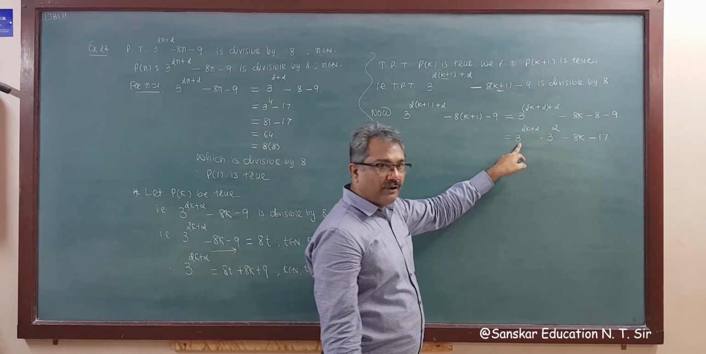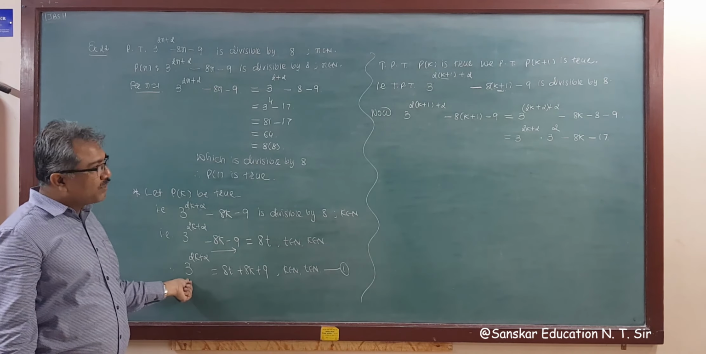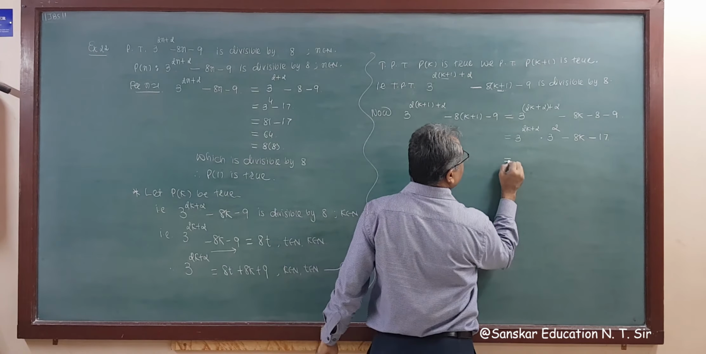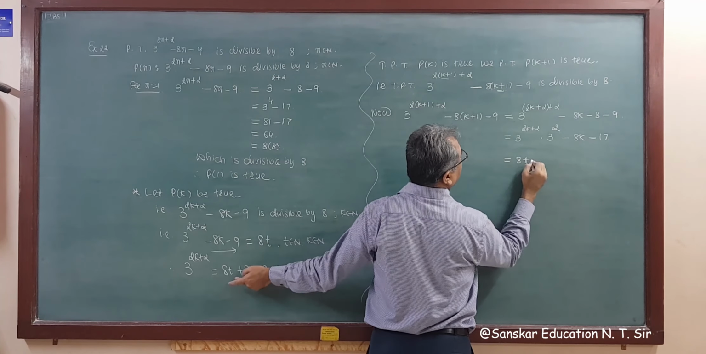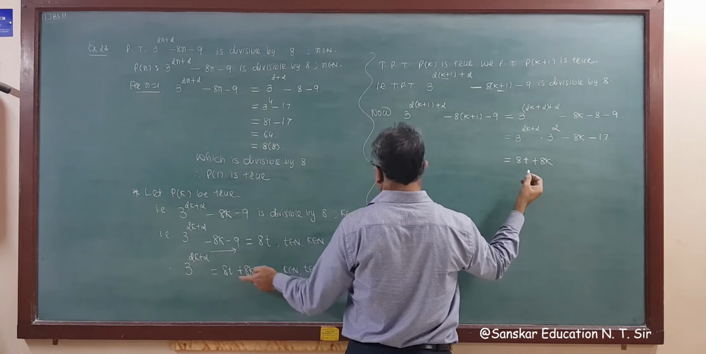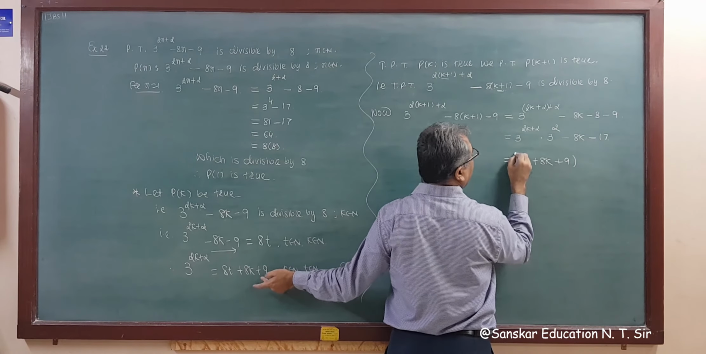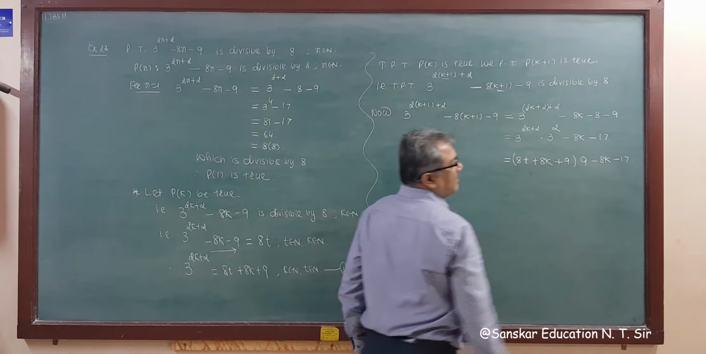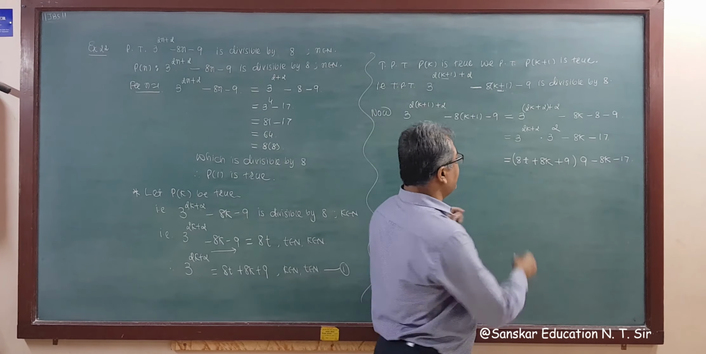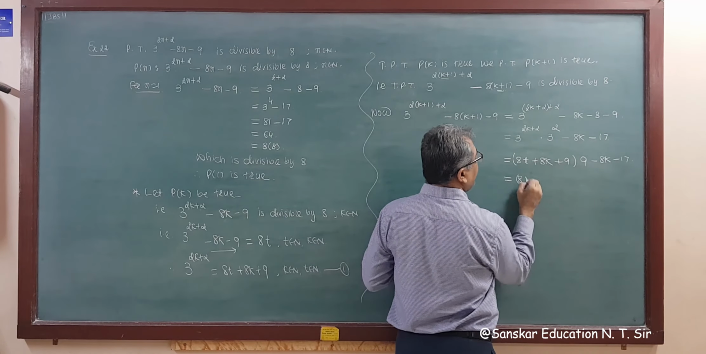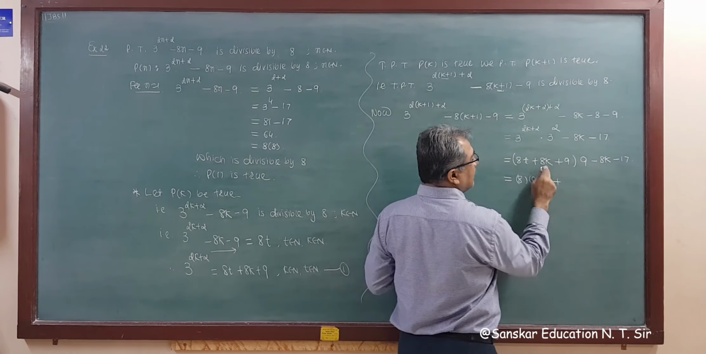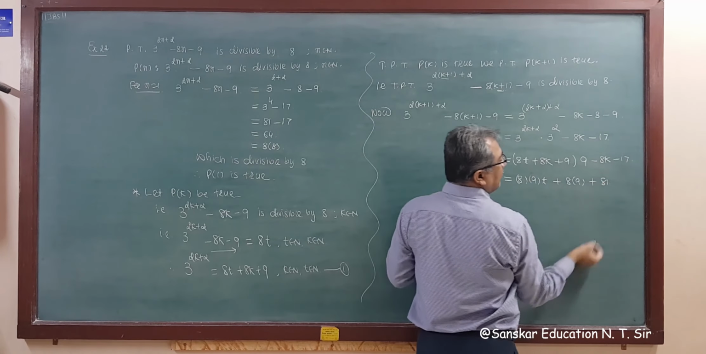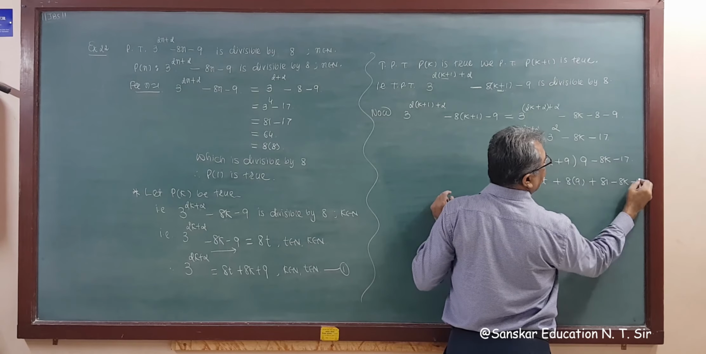Now substituting this value from result number 1, 3 raised to 2k plus 2 is this. So the answer of this is 8t plus 8k plus 9 into 3 square is 9 minus 8k minus 17. So multiply this, 9 into 8, no need to write 72. So 8 into 9 into t plus, this is 8 into 9 plus 9 into 9, 81 minus 8k minus 17.